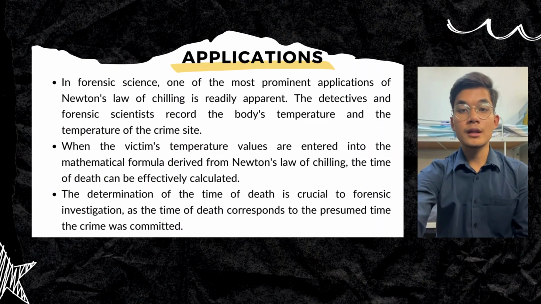For the next slide, let me explain about the applications of it. In forensic science, one of the most prominent applications of Newton's law of chilling is readily apparent. The detectives and forensic scientists record the body's temperature and the temperature of the crime site. When the victim's temperature values are entered into the mathematical formula derived from Newton's law of chilling, the time of death can be effectively calculated. The determination of the time of death is crucial to forensic investigations, as the time of death corresponds to the presumed time the crime was committed.